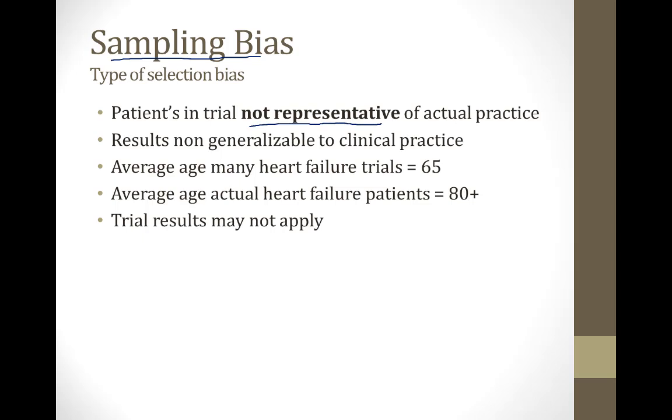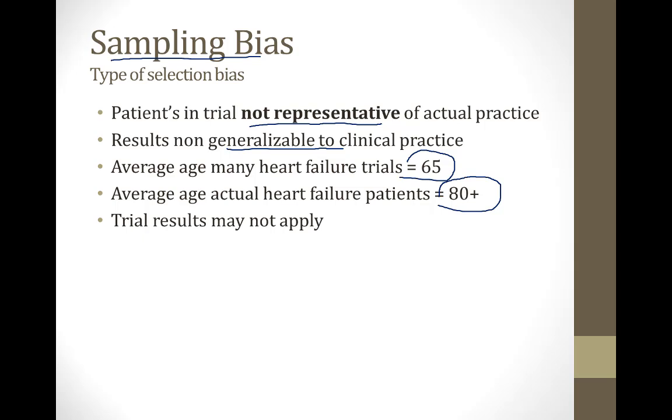And it means that the results of the study may not be generalizable. One example of this comes up in my area in heart failure. The average age of most patients in heart failure trials is about 65, but the average age of actual heart failure patients is usually over 80. So we sometimes wonder whether we have sampling bias in heart failure trials and whether the results apply.